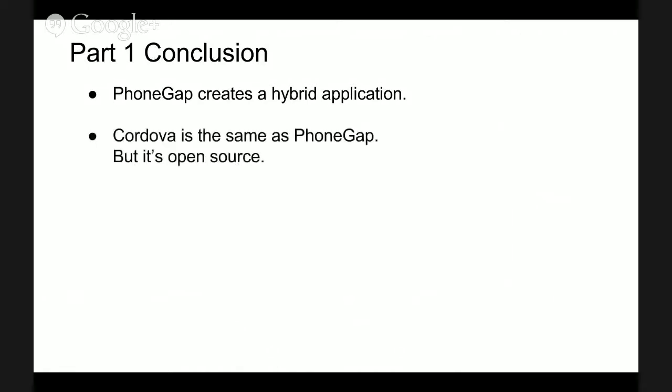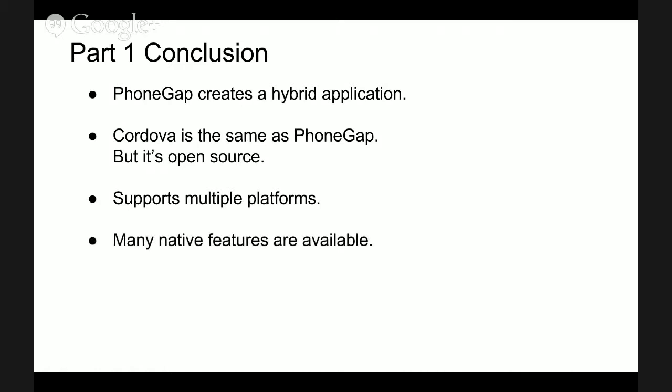So, part 1 is almost done. PhoneGap creates a hybrid application. Cordova is the same as PhoneGap, but it's open source. Supported platforms are varied. Many native features are available, and you can create your own plugin.